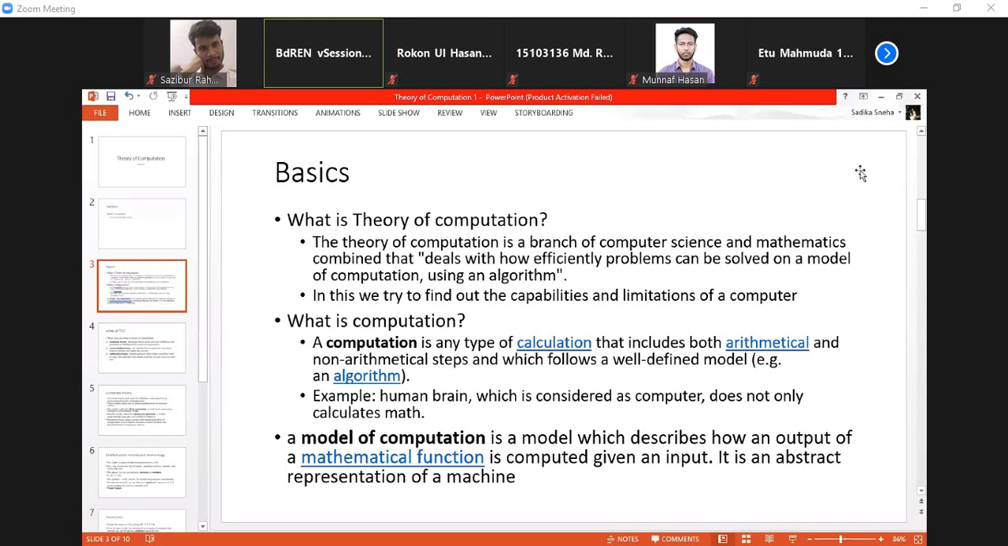So all of these things together, theory of computation is the branch of computer science and mathematics combined that deals with how efficiently problems can be solved on a model of computation using an algorithm. Also, our main concern in this course is finding out the capabilities, what a computer is able to do, and the limitations of a computer. The capabilities and limitations of a computer are going to be found out through this course.